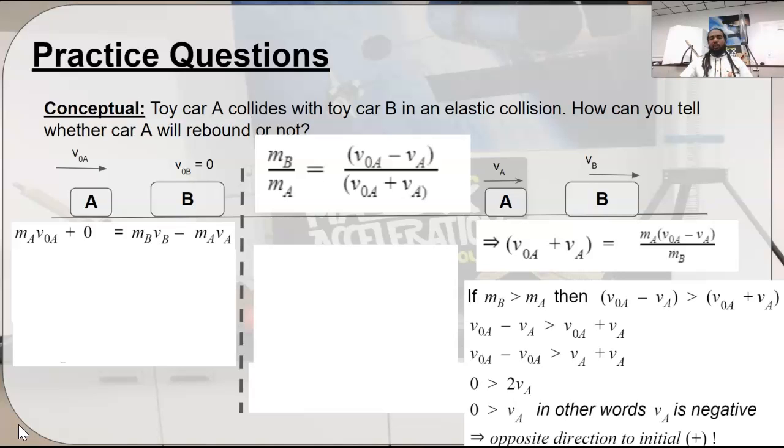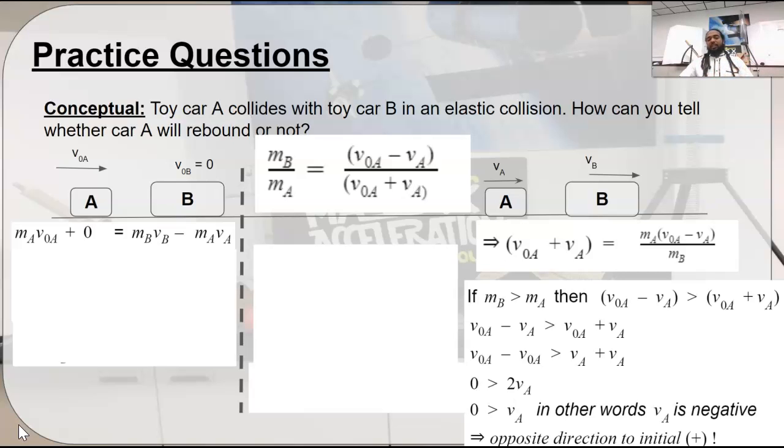Now note, that was for the case where mass of B was bigger than mass of A. What if it was the other way around? What if the mass of A was bigger than the mass of B? Well, then basically the inequality sign would be flipped. And what we'd end up getting would be that VA is greater than 0, or VA is positive. So in other words, if A were bigger than B, then A would keep on moving in the same forward direction. B would also move in the forward direction, but faster than A. If A is smaller than B, A rebounds.